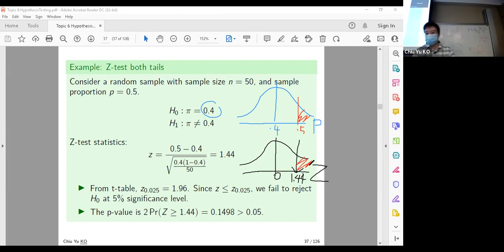I will just write it down in case you don't follow. Because Excel gives you the area on the left, you need 1 minus norm of 1.44, true. Remember, you need to multiply by 2.